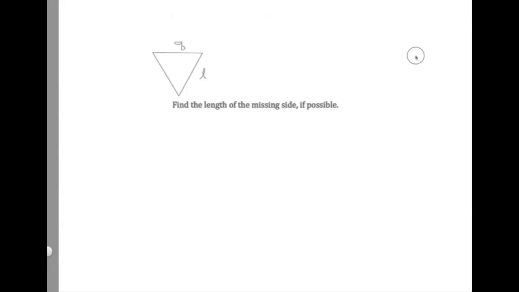Pause the video and try this problem. Well, did you see this is a trick question? I was trying to trick you into using the Pythagorean theorem, but the Pythagorean theorem doesn't apply here because we don't know that it's a right triangle. It doesn't really look like one. Remember, you can only use the Pythagorean theorem for a right triangle. So what's the answer here? The answer is unknown. It's not possible to figure out.